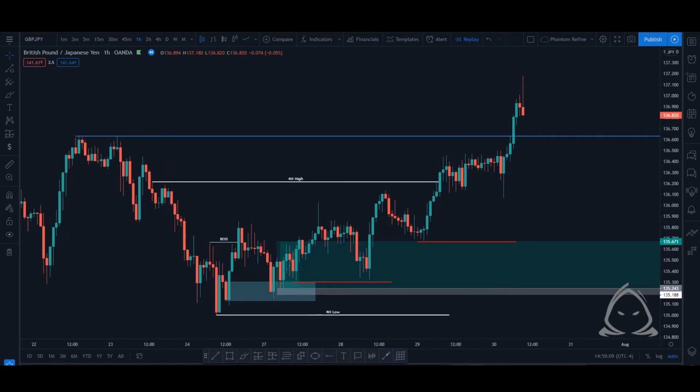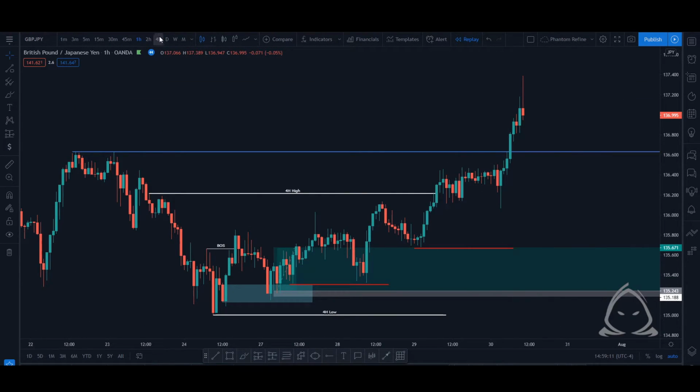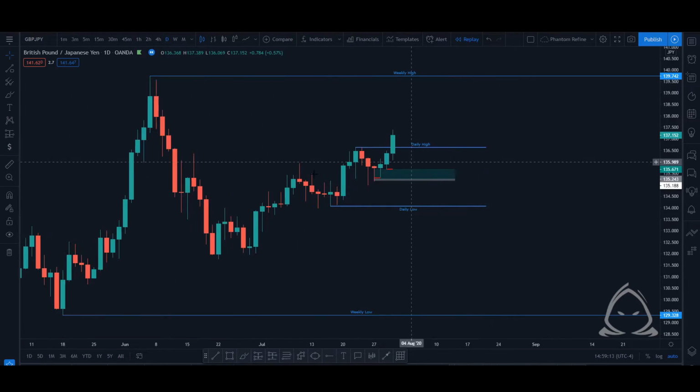So we can see that now we've broken the daily high. You can see that trade is running very nicely, breaking the daily high. We're now creating a higher high. So we would be expecting some sort of pullback before the trade continues, but it doesn't necessarily have to. We could run and then do something like that.